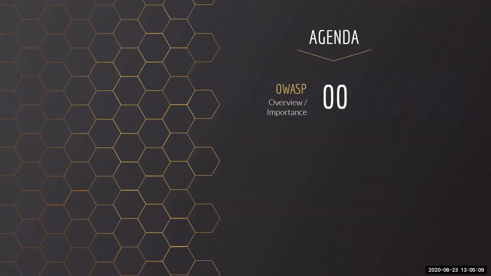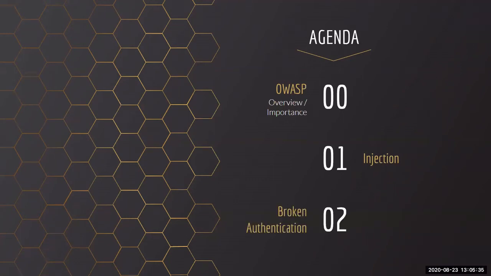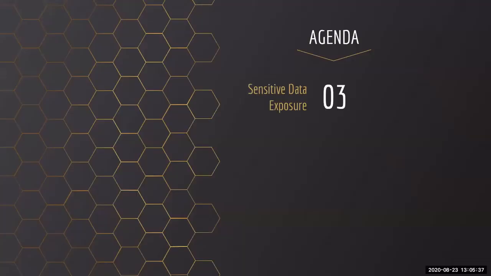So for the agenda, first off, we're going to go over OWASP, talk about what it is and why it's important to the cybersecurity industry. Next, we're going to dive right into the OWASP top 10 and start talking about the top 10 vulnerabilities out there. The first one we're going to start off with is called injection. Number 2, broken authentication. Then we'll cover number 3, sensitive data exposure. And number 4, XXE, which stands for XML external entities.